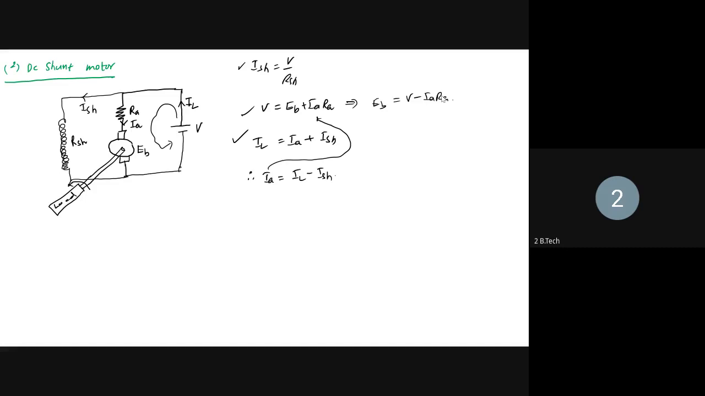Right? And this is about the DC shunt motor.